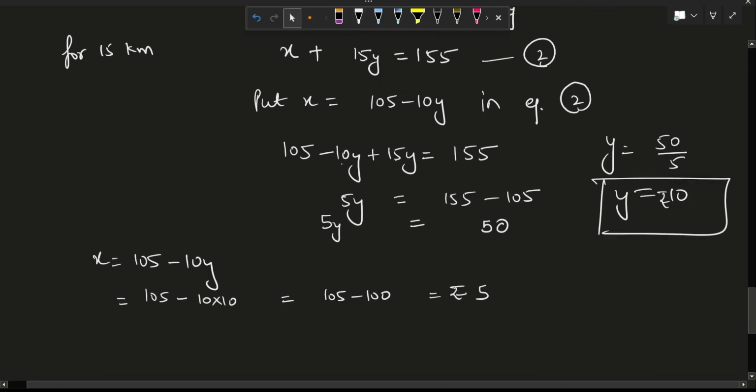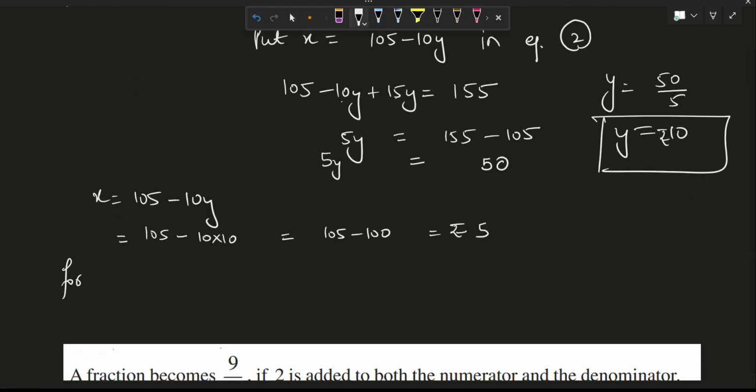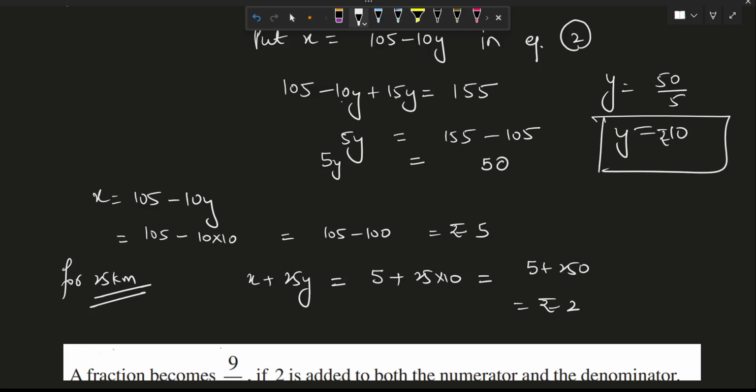So for a journey of 25 kilometer, you have to solve that also. How much will be the fare? So for a journey of 25 kilometer, it will be what? x plus 25y, which is equal to 5 plus 25 into 10. That's 5 plus 250, which is rupees 255. So that's your answer. You have the two answers.